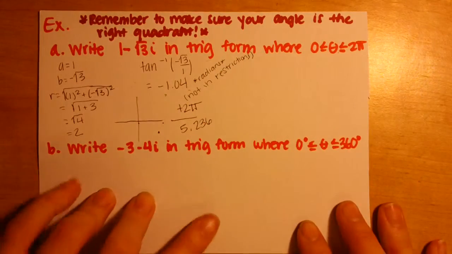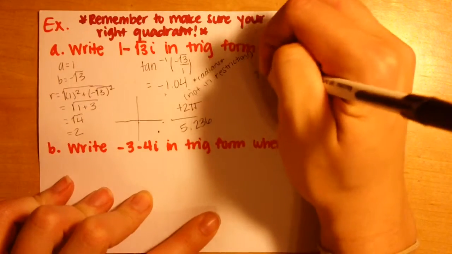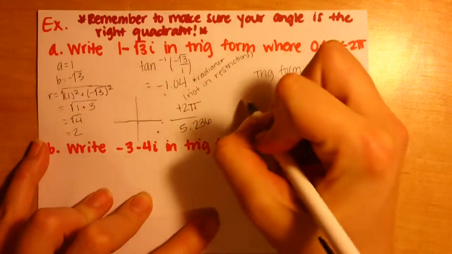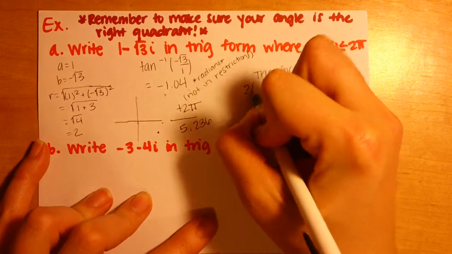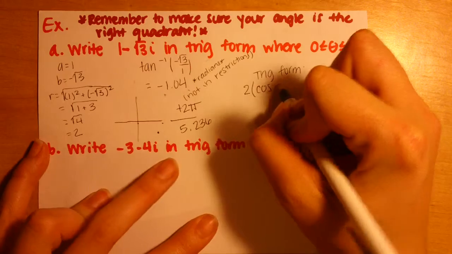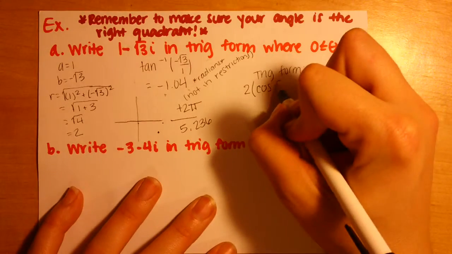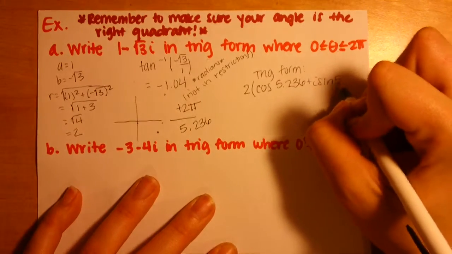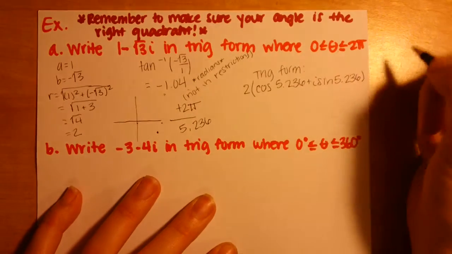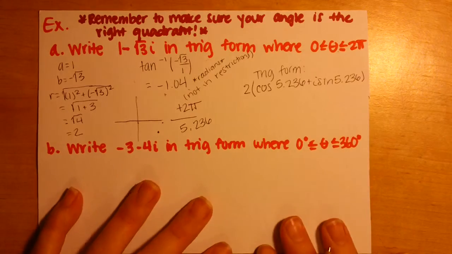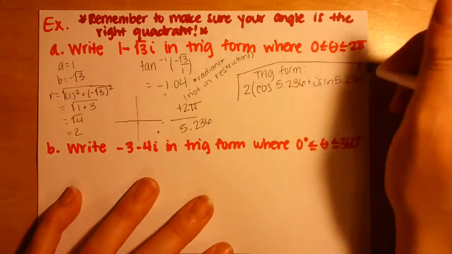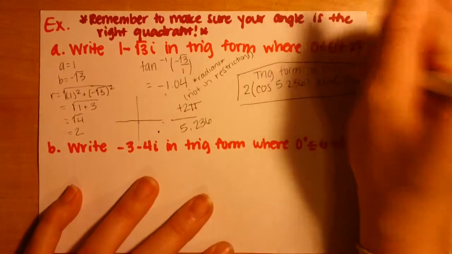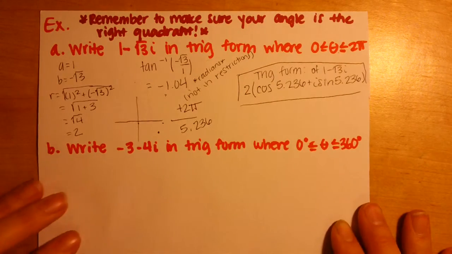5.236. So to write this in trig form, I'm going to have my r, which was 2, times the cosine of 5.236 plus i sine 5.236. And that'll be the trig form of 1 minus square root of 3i. Okay? So let's try another example.